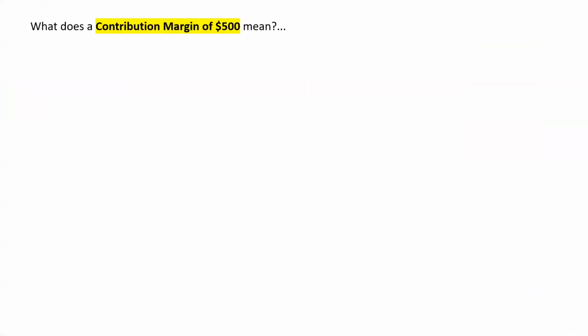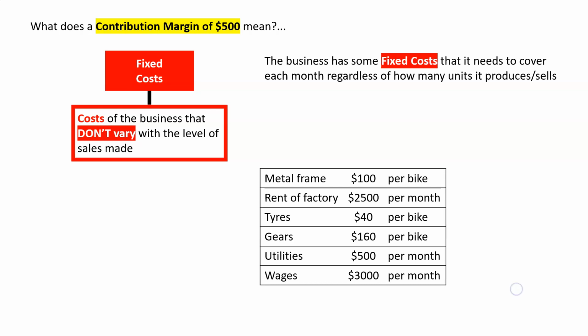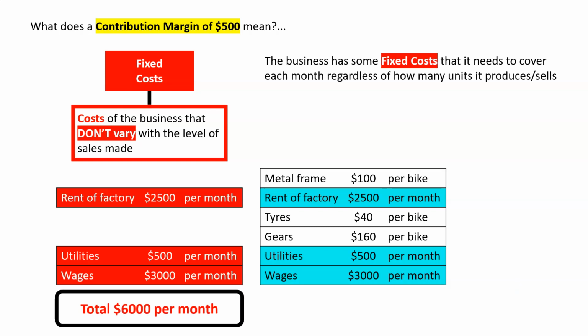So what does that actually mean though? Well, contributing profit, or covering, I guess, is a good word. We can say the business has some fixed costs every month that it needs to cover regardless of how many units it produces or sells. So there's our costs again. We looked at those three, the rent, the utilities, the wages. That came to $6,000. We've got to cover those every month, no matter how many bikes we sell.